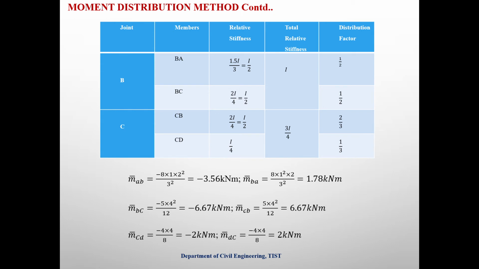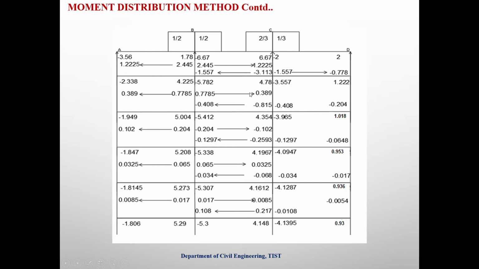After getting the distribution factors and the fixed end moments, all these values should be entered in the moment distribution table. Check the end supports. Supports A and D are fixed ones, that means there will be some moment. There is no need for any end correction.